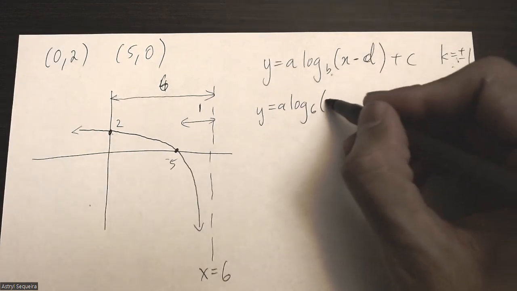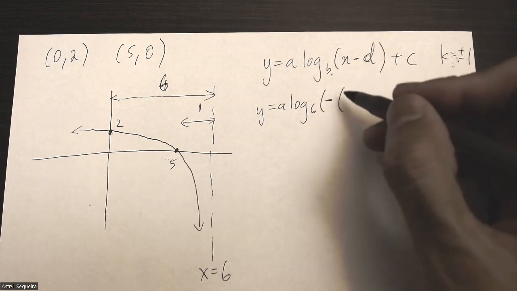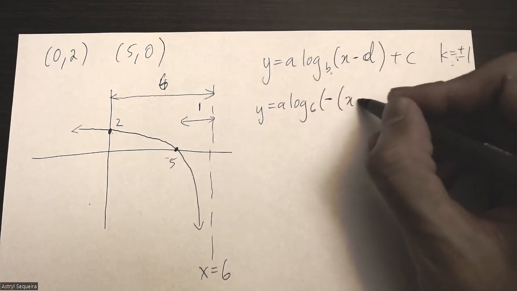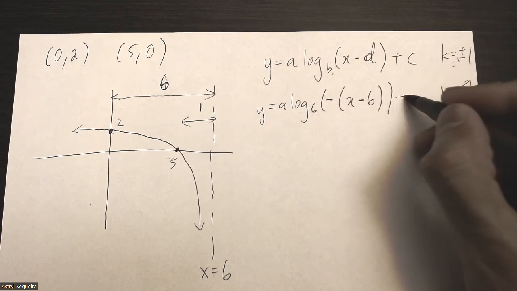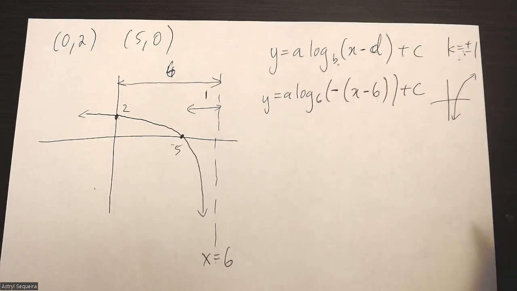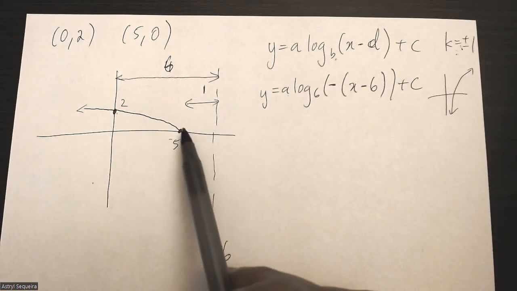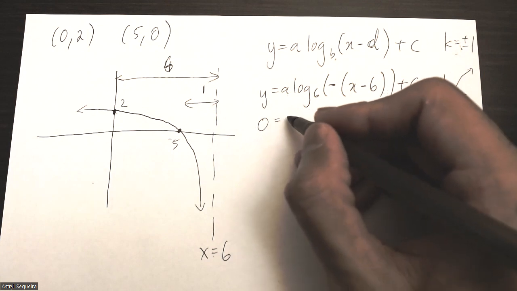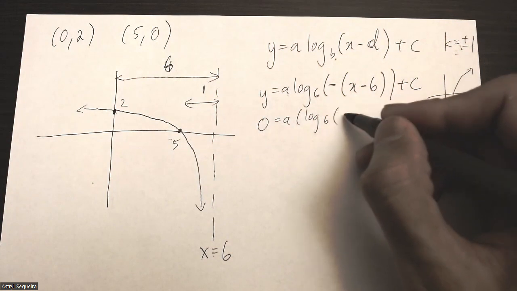I've chosen for this to be a reflection in the y-axis. So it's going to look like that, negative over there. And then my d value is my vertical asymptote, which is 6 units translated to the right. So x minus 6, then plus c. Then we need to find a and c by subbing in the first 2 points. I'll always start with the first point here. My y value is 0 and my x value is 5.